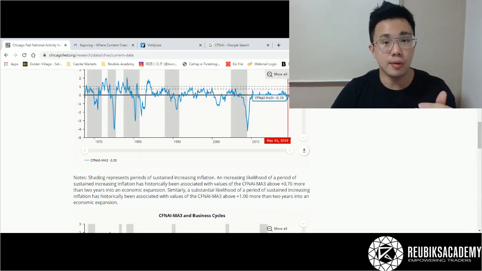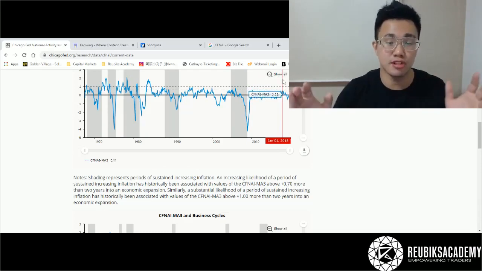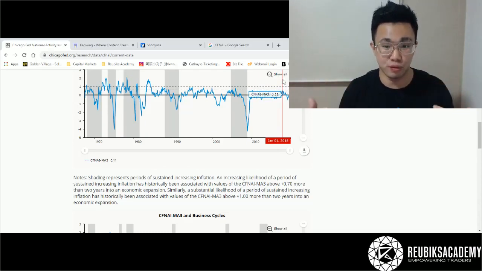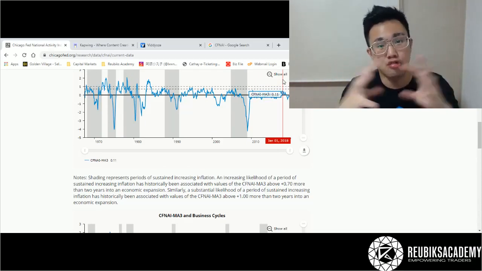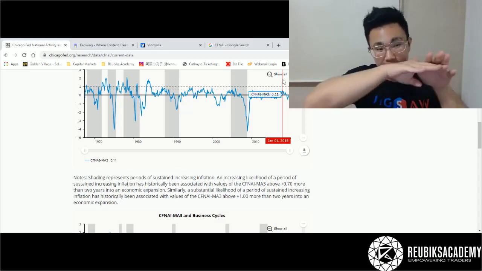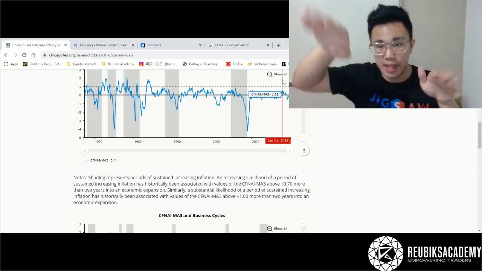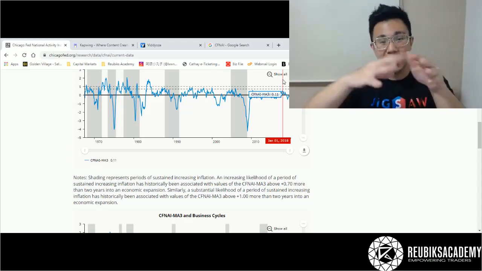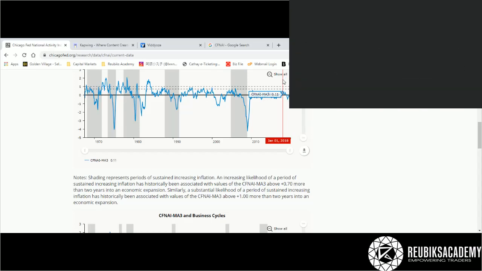Anything above the zero line is accelerating or positive growth. Anything below the zero line is negative growth. That means the economy is contracting instead of expanding. At the zero line, it's expanding at a constant rate. Above the zero line, it's expanding at an accelerating rate. Below the zero line, the economy is contracting.